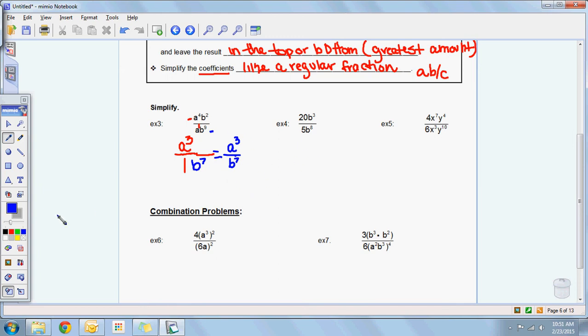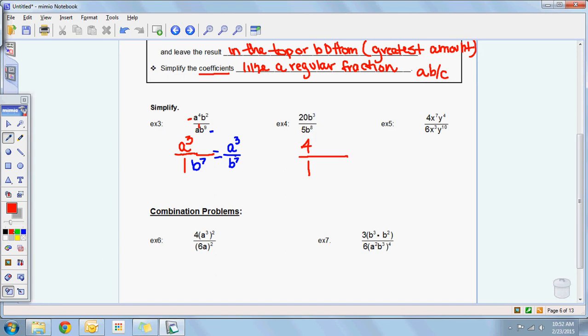All right, let's look at the next one. So we're going to take, I've got coefficients here. 20 over 5. If I simplify that fraction, 20 over 5, it would give you 4 over 1. Okay? So I simplified my coefficients. You could type that into your ABC button. It would give you that same answer. So 4 over 1. And then we have b to the third over b to the 8th.